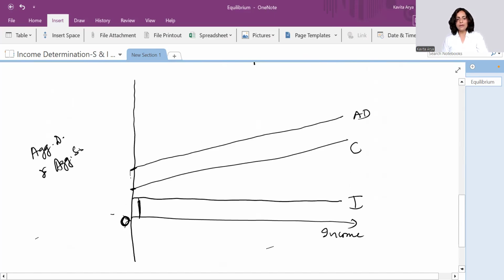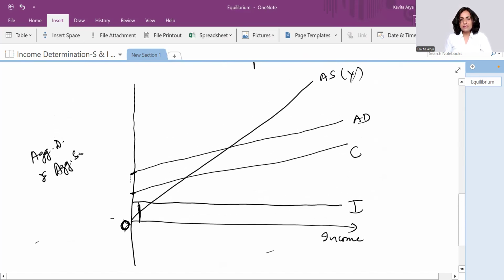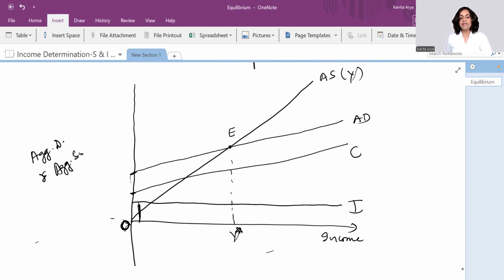Now, we all know AS. How does AS behave? AS simply moves at 45 degrees, and this is Y, right? So, are we able to see equilibrium and break-even point in this? Right, we can, because AS and AD are equal, so it means the equilibrium level of income in the economy is this. You drop it down, and this is the Y star level of equilibrium.